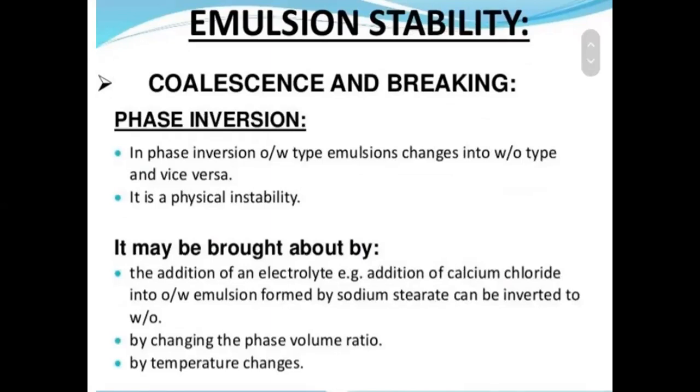The next point, phase inversion. Phase inversion means the two phases separate out. In phase inversion, an O/W type of emulsion changes into W/O. An O/W type emulsion changes into a W/O type. It is a physical instability. Phase inversion means there is inversion or change between the phases of the emulsion.